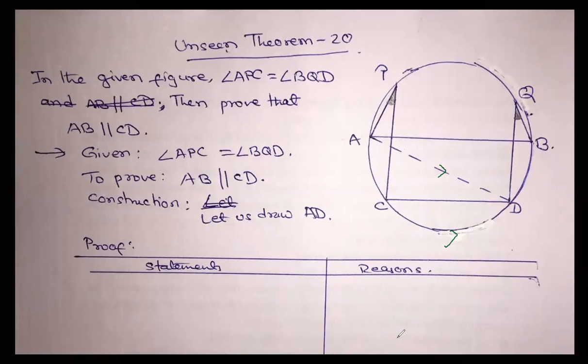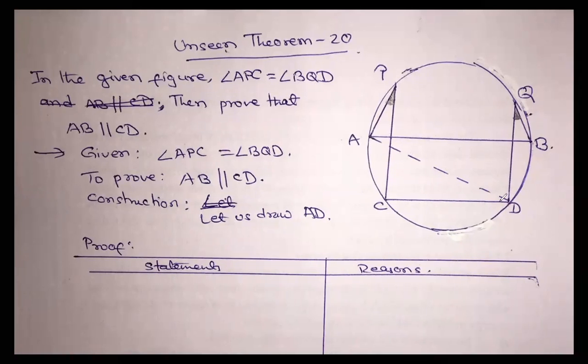Now let us write on the given, as given in the question. To prove, we write the construction. Let us draw AD. Either you can draw AD this side, otherwise you can draw BC this side. Either of these two lines you can draw, either this side or this side. Okay, I have drawn from A to D.